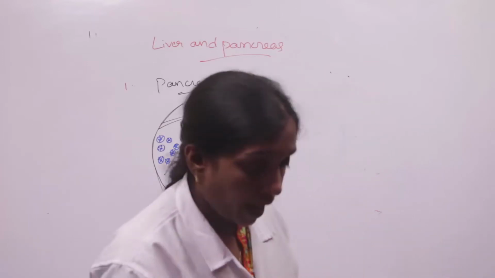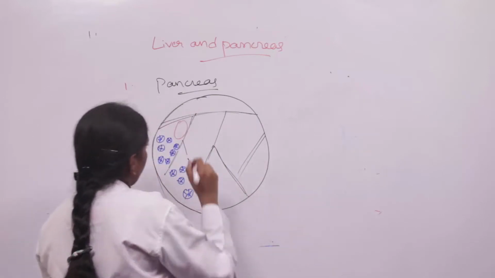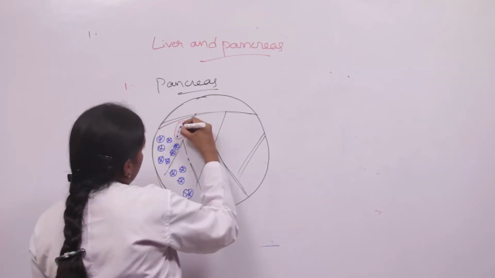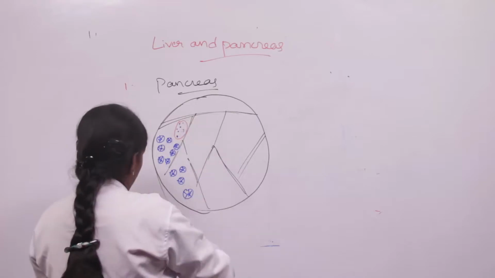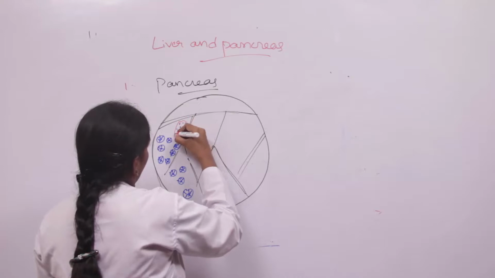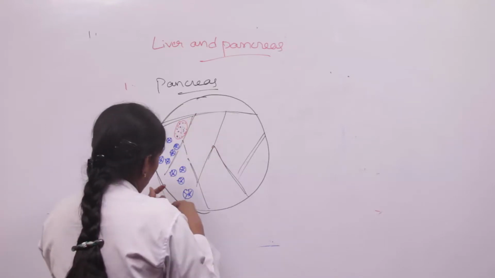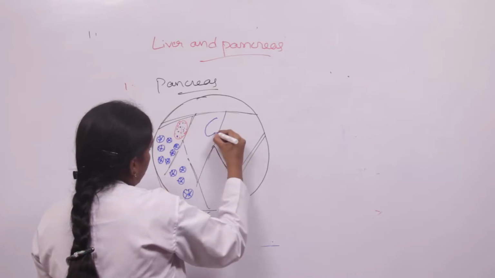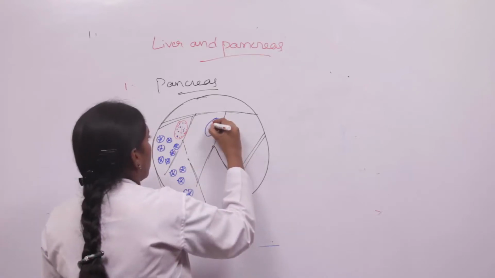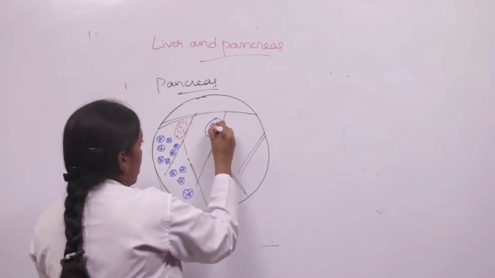Coming to the endocrine part, we are able to see alpha cells, beta cells, as well as delta cells. So the endocrine part can be drawn like this, with blue dots and red dots.